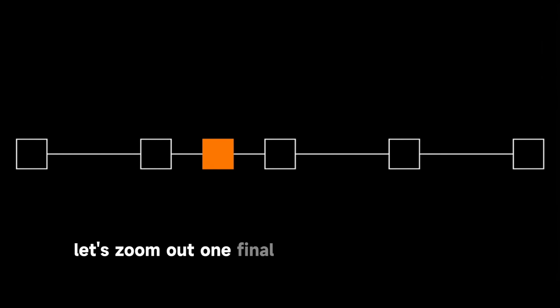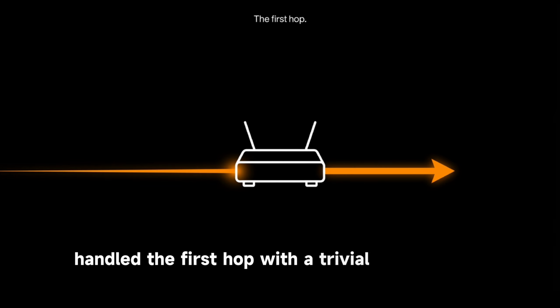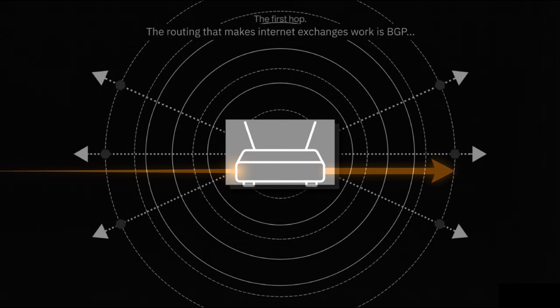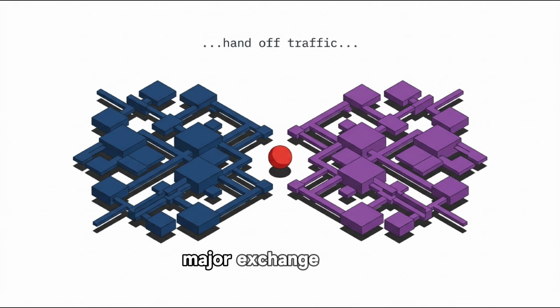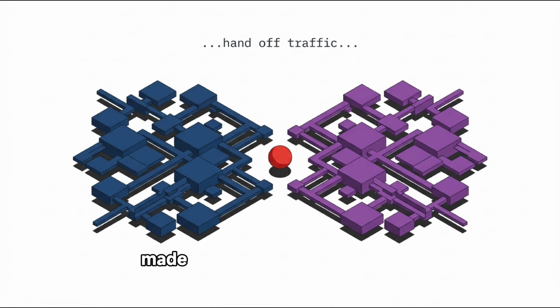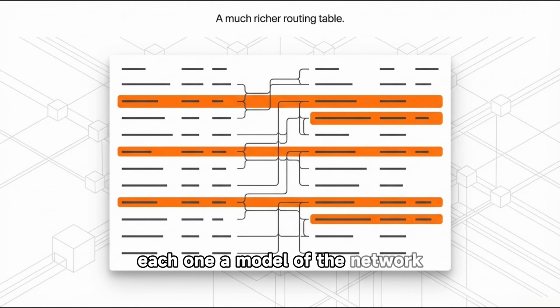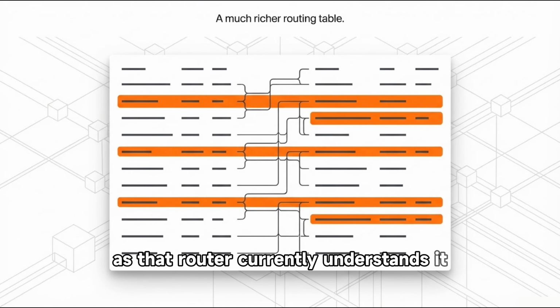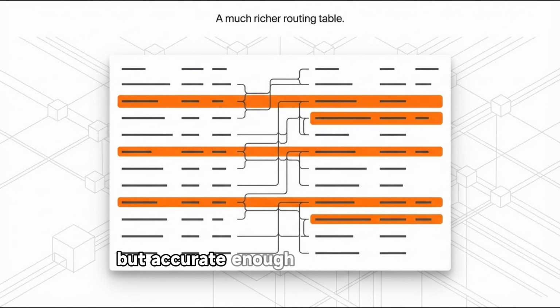Let's zoom out one final time and see the whole picture. Your home router handled the first hop with a trivial routing table and a single default route. Your ISP's routers used dynamic routing inside their network and BGP to exchange routes with neighboring networks. Major exchange points let traffic move efficiently between networks. Every router along the path made local forwarding decisions using the longest prefix match rule. Underneath all of it, the routing tables. Each one a model of the network, as that router currently understands it, updated continuously as the network changes. Never perfectly current, but accurate enough most of the time.